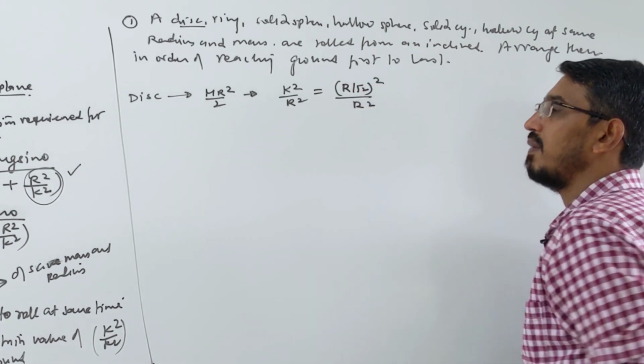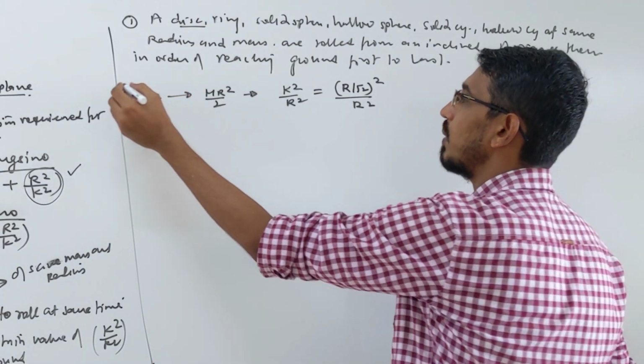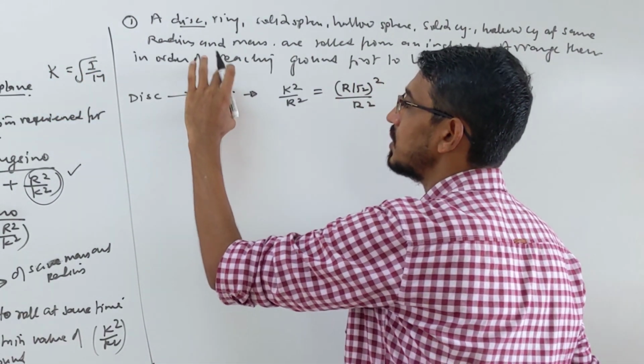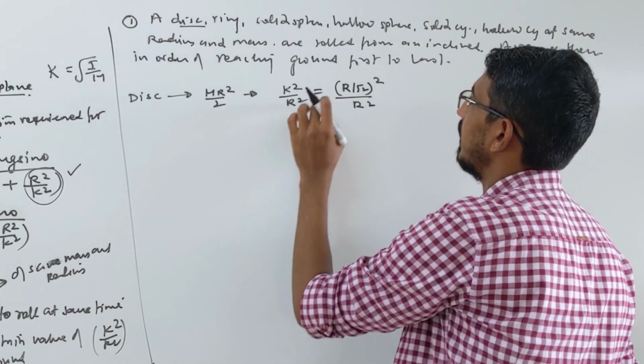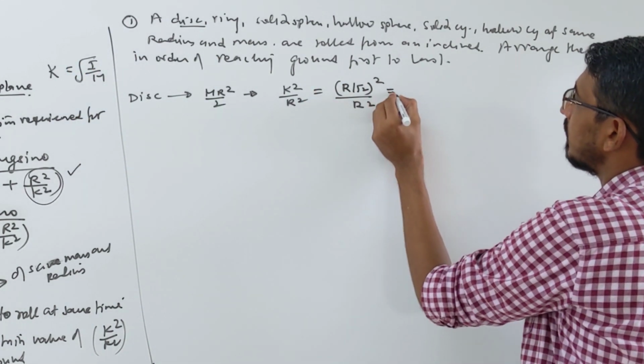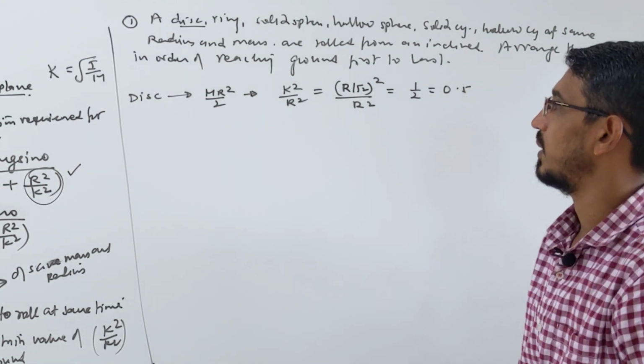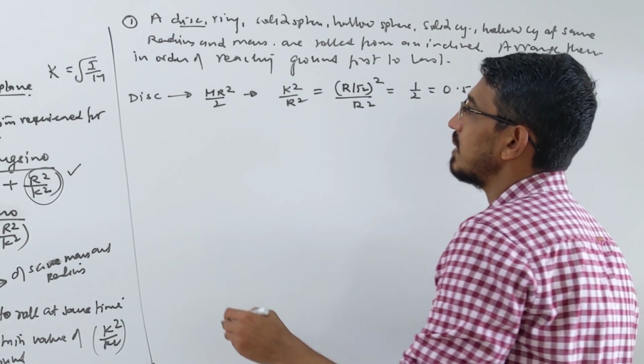R square. K value I am putting. So k formula I don't need to mention again and again. K is root I by m. So this is the inertia, mr square by 2 by m. So we get r by root 2. So if you see here, we get just 1 by 2, means 0.5. That's k square by r square for a disc. Okay, let's move to next object.